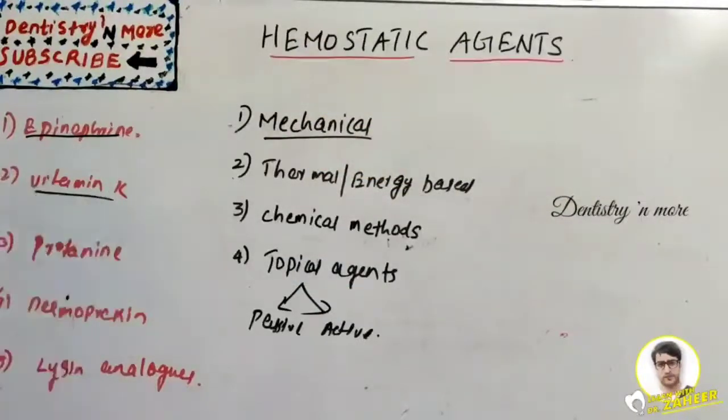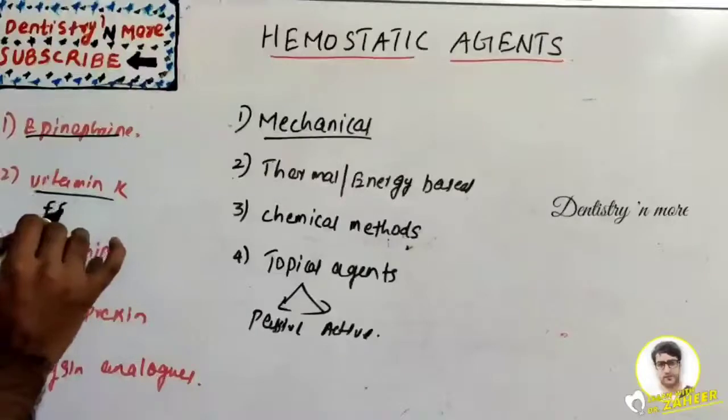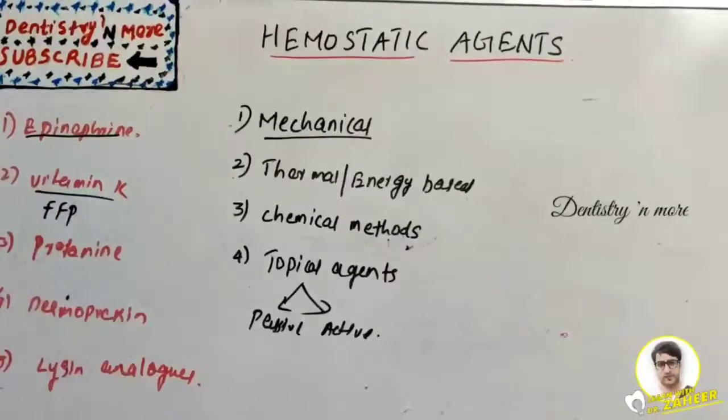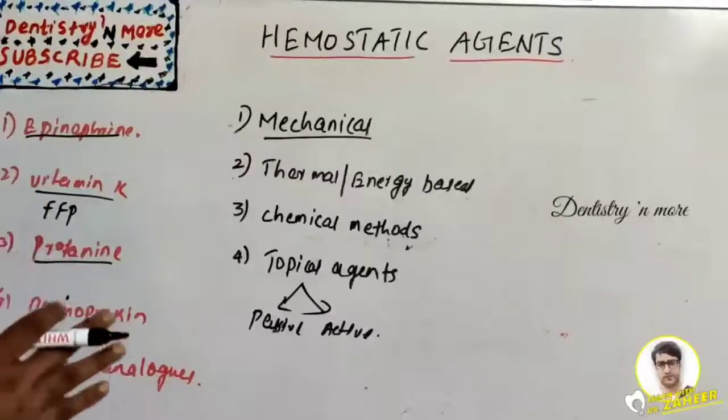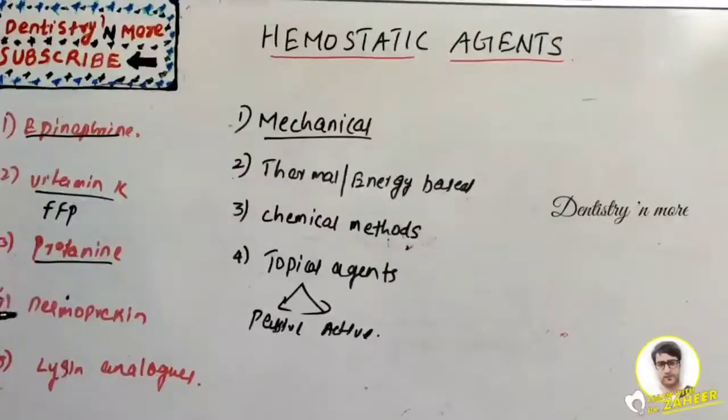Next we have vitamin K. It is administered preoperatively to reverse the effect of warfarin and to avoid the need for transfusion of FFP, that is nothing but fresh frozen plasma. Next we have protamine. Protamine is the only agent with the ability to reverse heparin anticoagulation. Heparin and warfarin are anticoagulants. Protamine can reverse the heparin anticoagulation effect, but it can cause anaphylaxis, acute pulmonary vasoconstriction, and right ventricular failure. So it should be used cautiously.